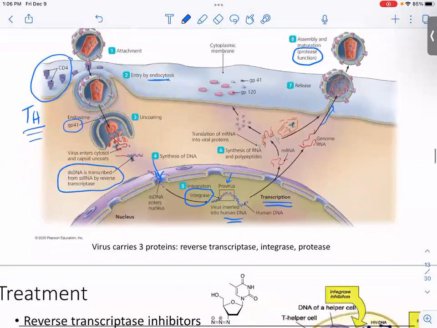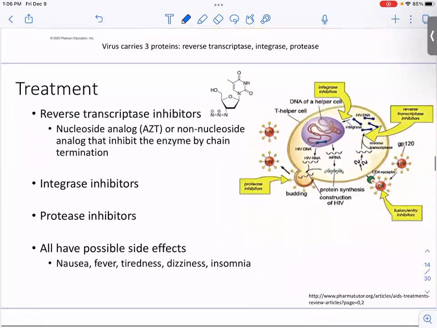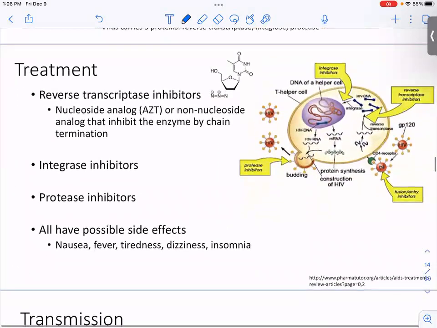All right, so it seems reasonable to talk about treatment here as we're mentioning those enzymes. When we talk about treatment for HIV, we usually refer to that as, I think an acronym that they use.